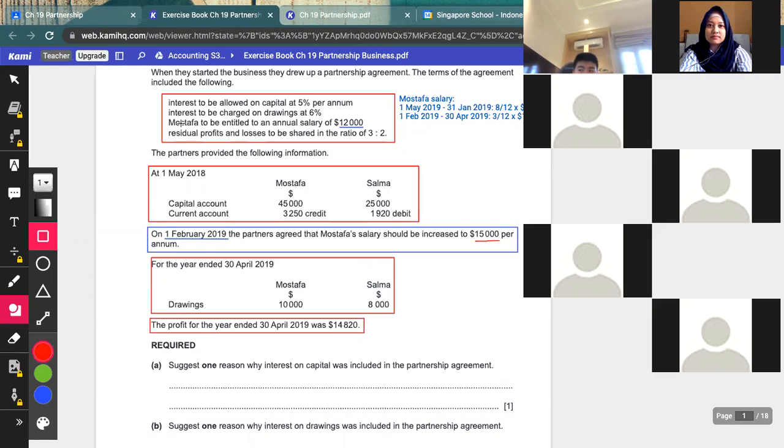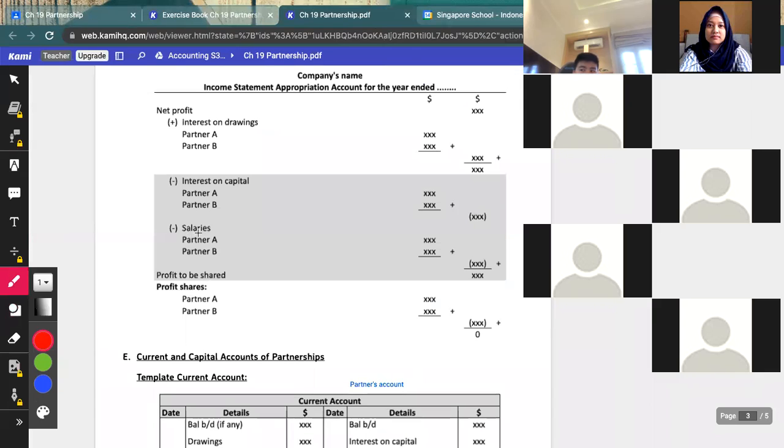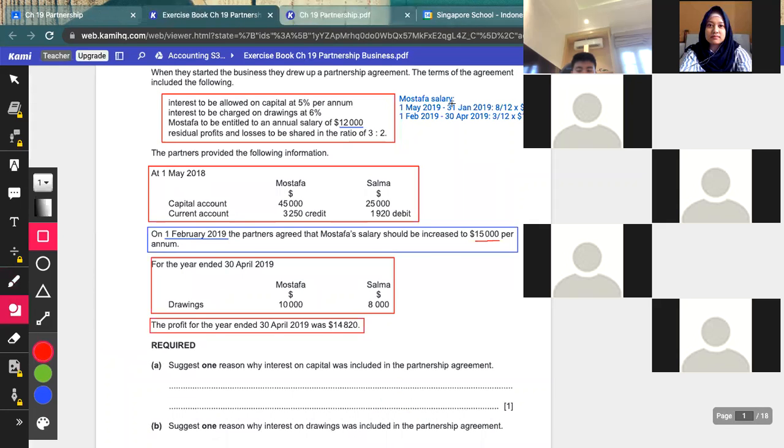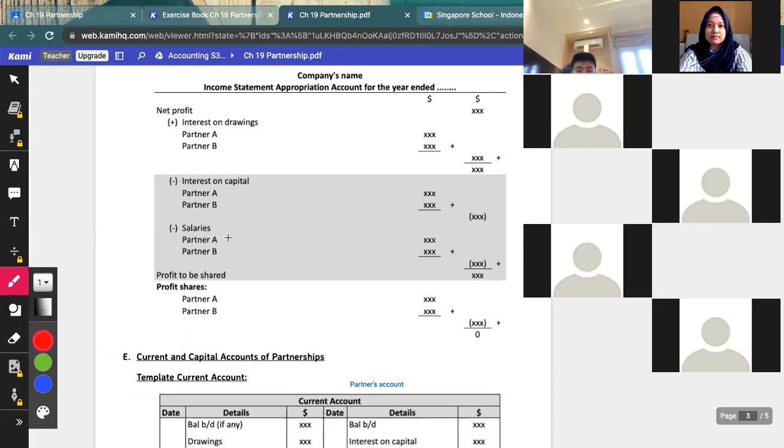Yeah. And then salary. Now, when you do salary, the salary is only for Mustafa. So there will be no partner B, only partner A, which is Mustafa. And the workings for Mustafa's salary is this one. Okay, so find the total amount and then you put that in here. Salaries for Mustafa. Yeah, and place it here.